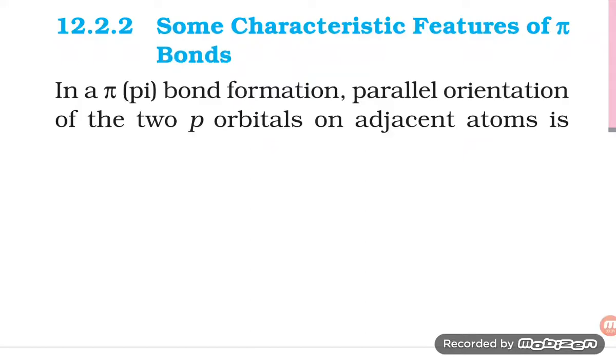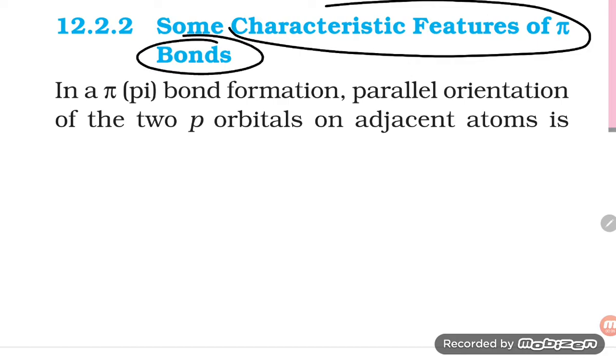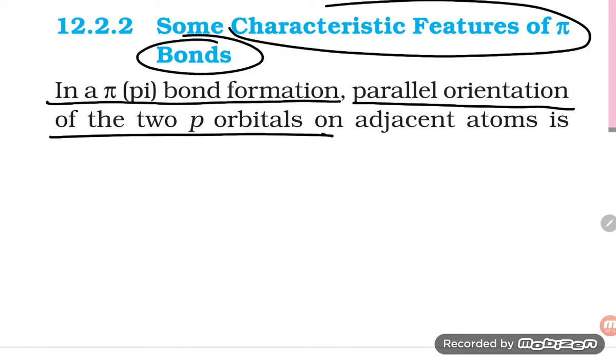Hi students, let's try to understand the characteristic feature of the pi bond. When you talk about the pi bond, in a pi bond formation, parallel orientation of two p orbitals on adjacent atoms is present.